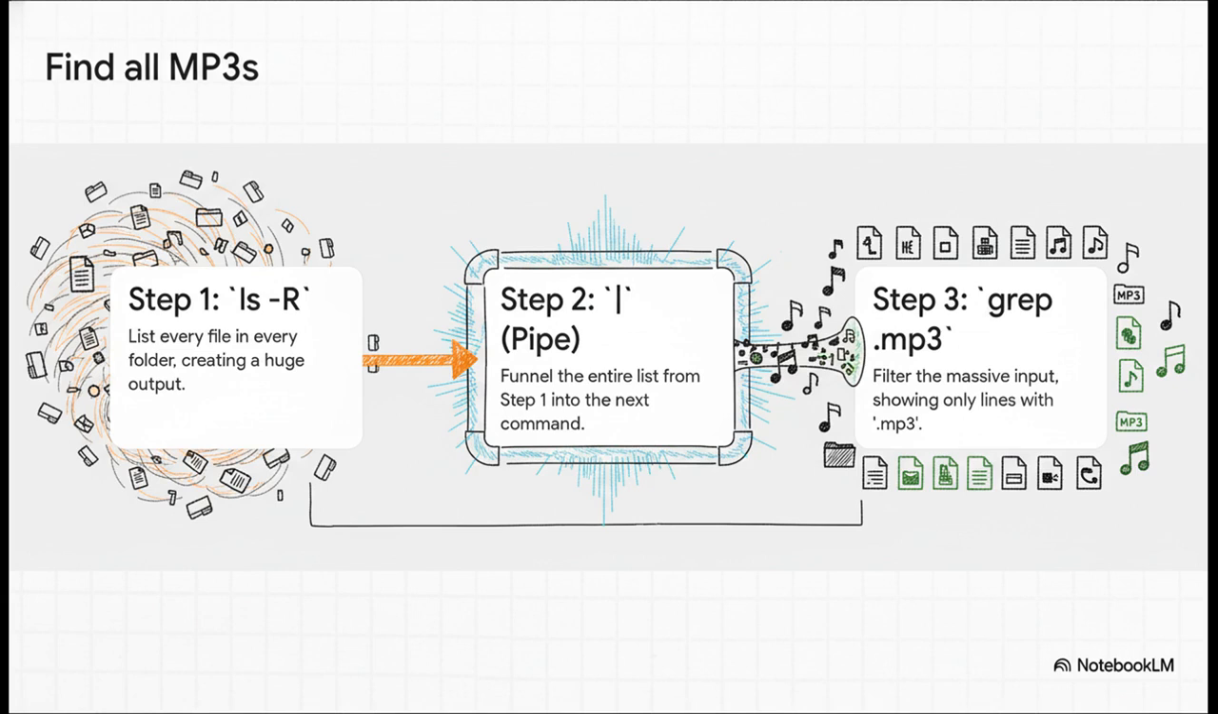But then you add the pipe. That funnels that entire gigantic list into our second command, grep .mp3. Grep is basically a filter. It sifts through that massive input and only shows you the lines that contain .mp3. And just like that, two simple tools combined did a powerful search that would have taken forever clicking through folders.